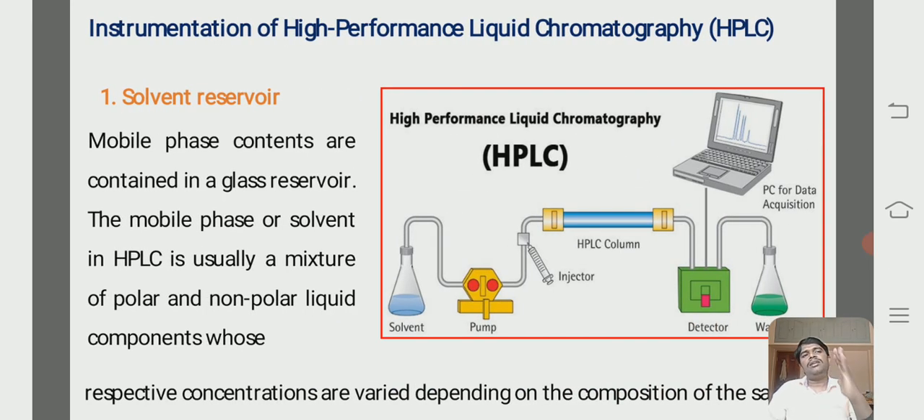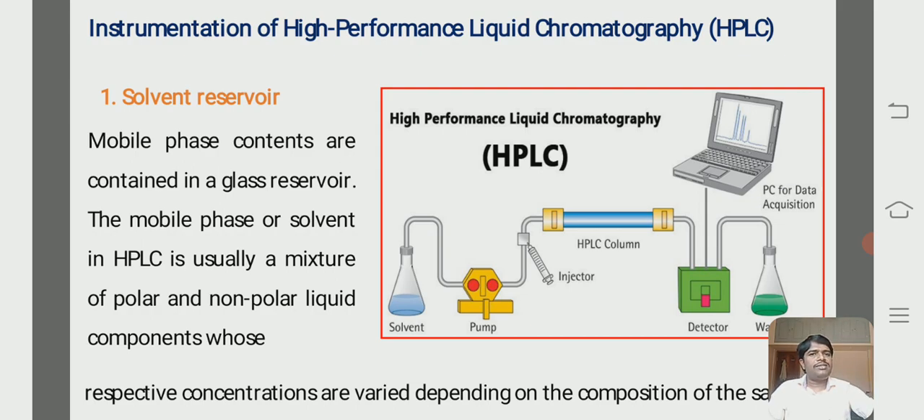Let us see the instrumentation of high performance liquid chromatography, HPLC. It consists of the following components. The first one is the solvent reservoir. Mobile phase contents are contained in a glass reservoir. In that we have a solvent, that is the mobile phase.